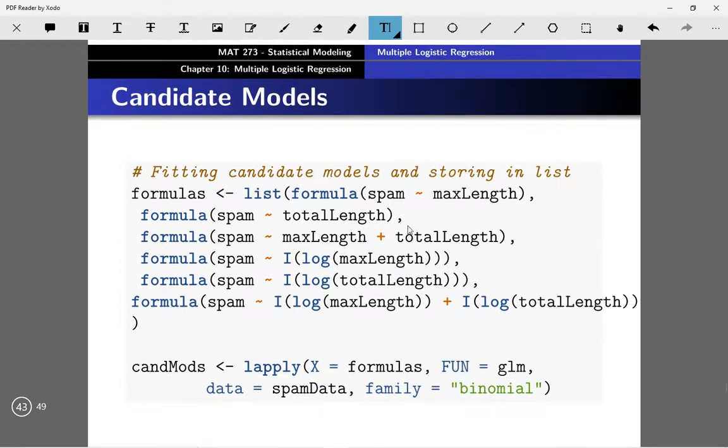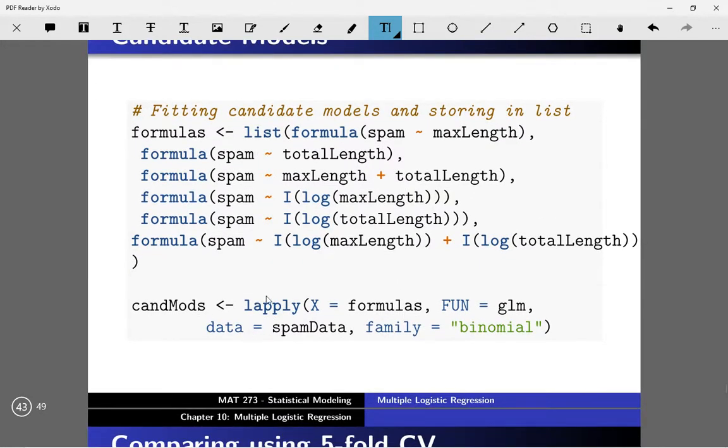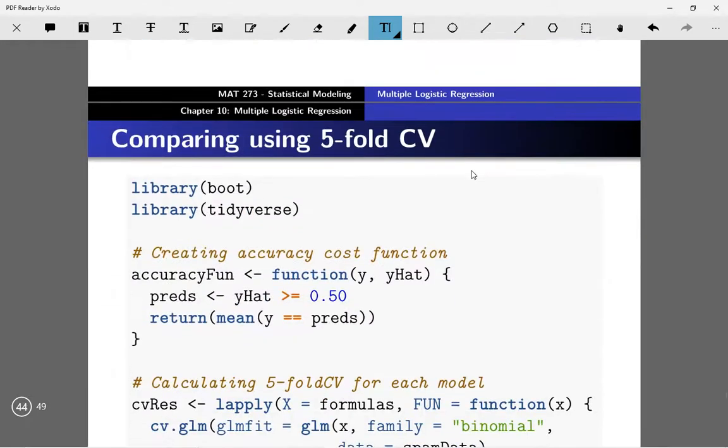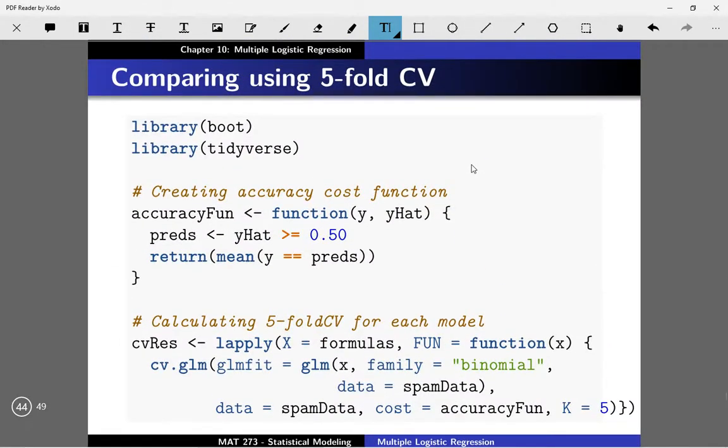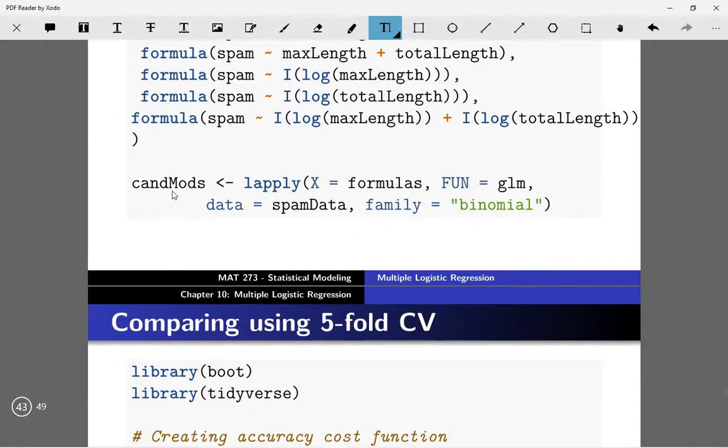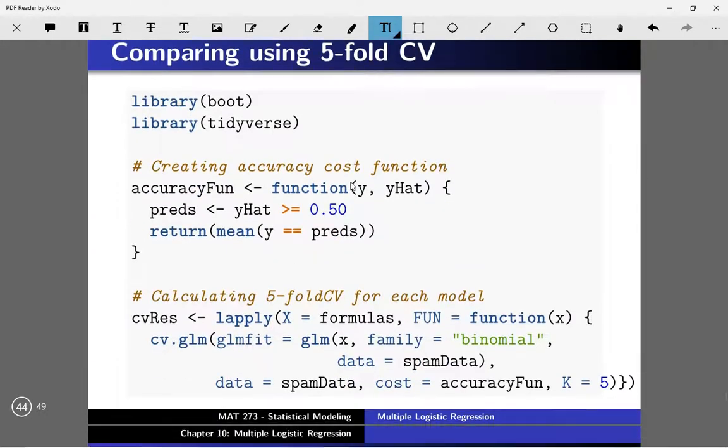So these are stored in a list, and then using this lapply function, which stands for apply to a list, I'm going to fit each one of these logistic models, and I'm specifying that I want family equals binomial for the logistic regression model to be fit. And then I'm storing it in this object, canned mods, to represent my candidate models. Now, I fit each of those 6 models and stored it in this list of length 6, this canned mods object.